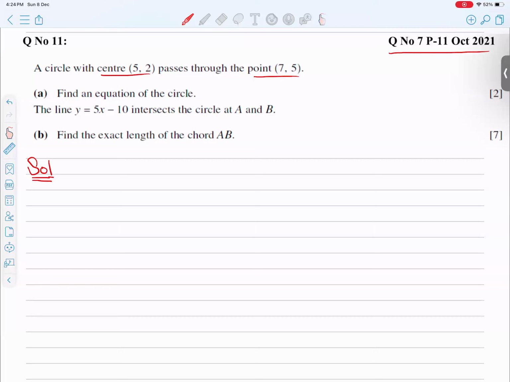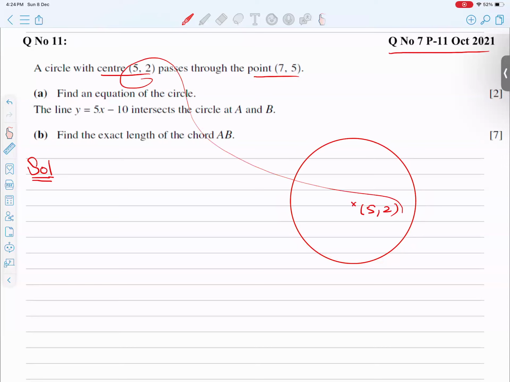So the best idea the teacher suggests is that you make a sketch. There is no need to draw accurately, but you have to sketch. And how to sketch it? This is the center of the circle, (5, 2), you can see from here. And (7, 5) is somewhere here.